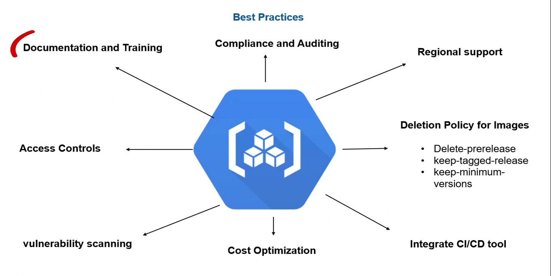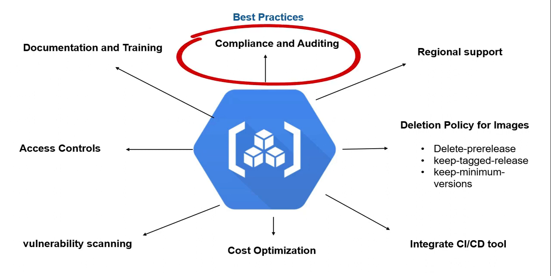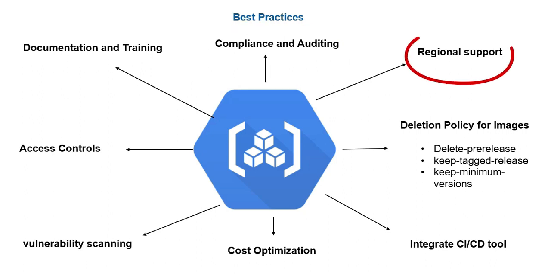Next one is documentation and training. This is one of the major parts. You have to document the deletion policy, educate your team members on the best practices, and foster a culture of responsibility for artifact management across your entire organization. Next one is compliance and auditing. You have to ensure that your deletion policy always aligns with regulatory requirements and also the internal governance standards. Next one is regional support. You can create multiple regional repositories within a single Google Cloud project.